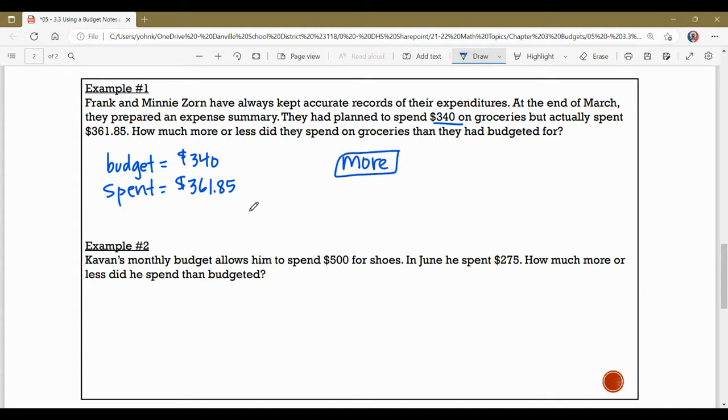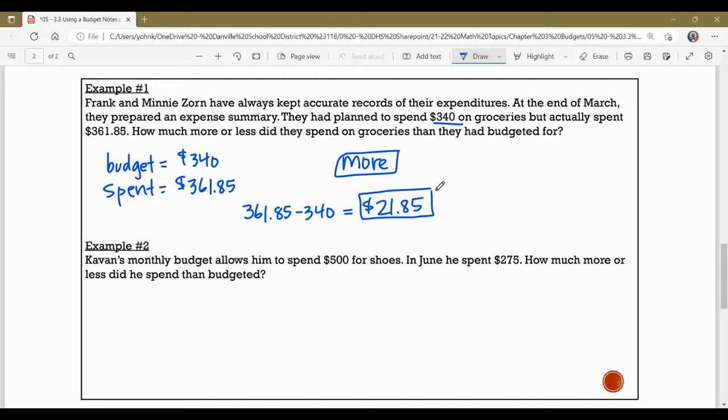How much more? Well, you subtract them. So 361.85 minus 340 gives you $21.85 more. So you're comparing how much you should have spent with how much you did spend. And then you can say if you spent more or less, and you can subtract them to figure out the actual amount.